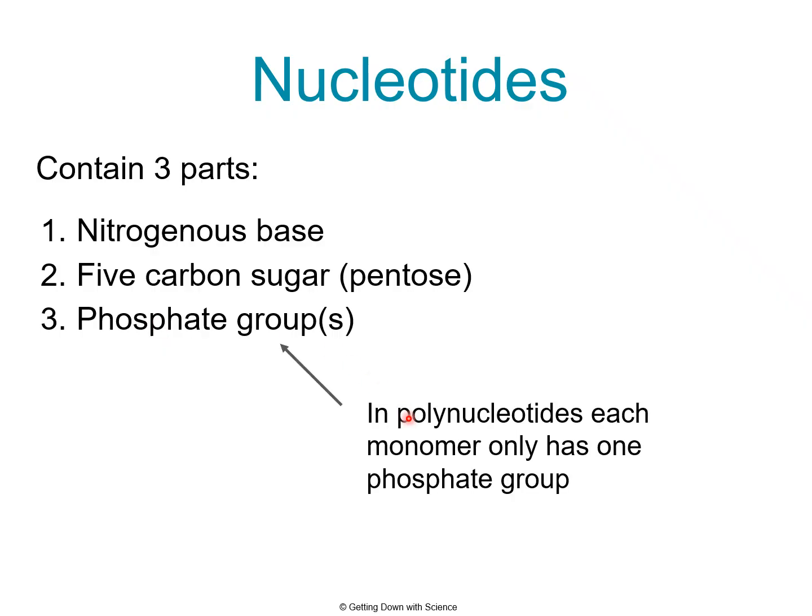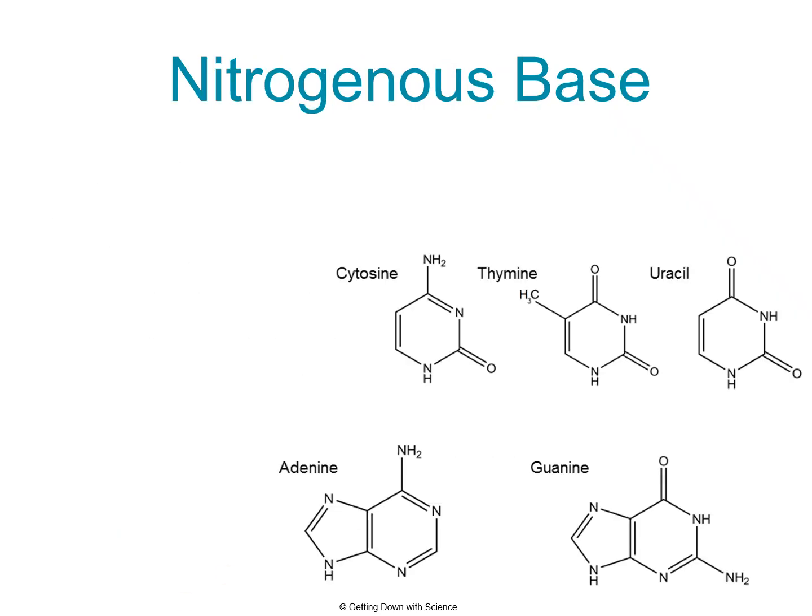And here's something we should also know. In a polynucleotide, each of the monomers, which is a nucleotide, has only one phosphate group. So the nitrogenous bases: there are 5 different types of nitrogenous bases. We have cytosine, thymine, uracil, adenine, and guanine. Uracil is found only in RNA, so ribonucleic acid, and thymine is found only in DNA, deoxyribonucleic acid.